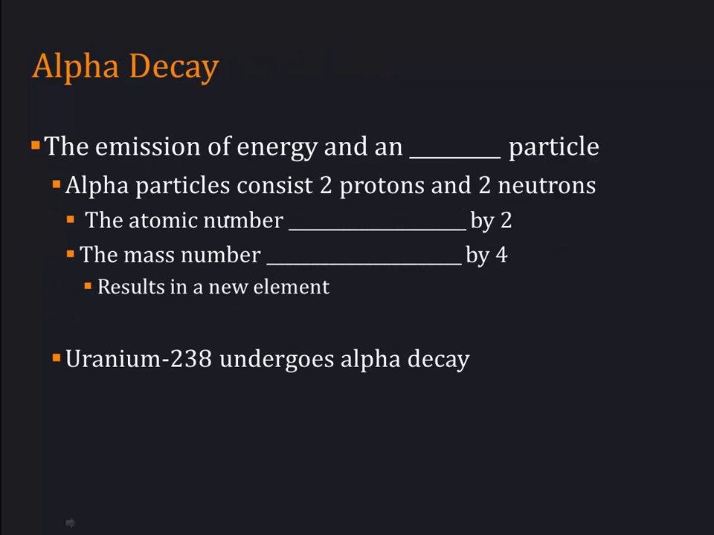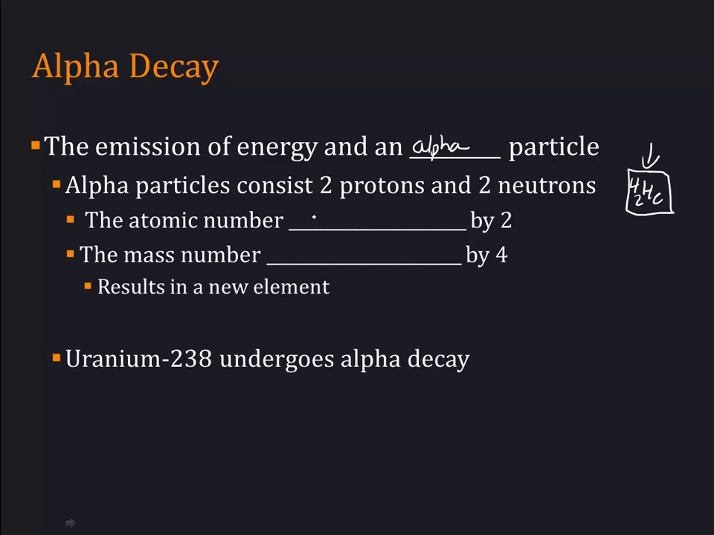So let's start with alpha decay. This is the emission of energy and an alpha particle. Okay. An alpha particle, it turns out, is just 2 protons and 2 neutrons. Now, you should recognize that as a helium nucleus. Helium has 2 protons, 2 neutrons for a total of 4 things total. That's notation for the specific isotope of helium with 2 neutrons. Remember, 2 plus 2 is 4.